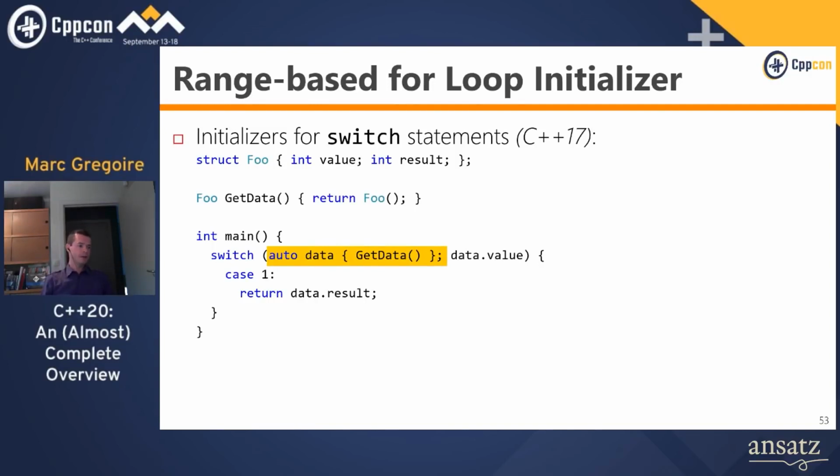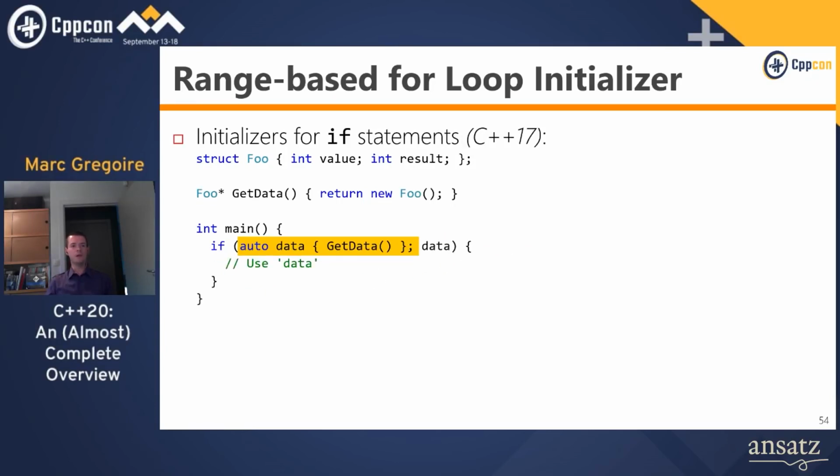In C++17, initializers for switch statements were added. So basically the syntax is as follows. You can initialize any kind of variable you want here, and then it's available here and in the body of the switch statement. Similarly, C++17 has added support for initializers in if statements. Same syntax, you can initialize any variable you want here. It's available in the expression here and in the body.